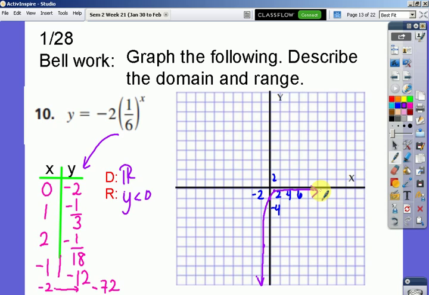So your Y is getting, obviously, and we can see on the T-chart here, it's getting smaller and smaller at a huge rate, right? It goes from negative 1/18 to negative 12 to negative 72 to an even smaller number, right? Okay, any questions on that? None? Okay. Well, I hope you feel more confident on these.